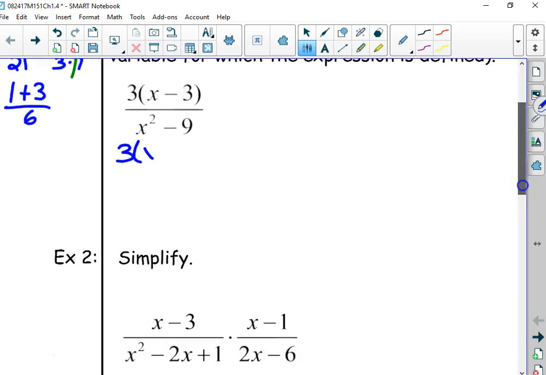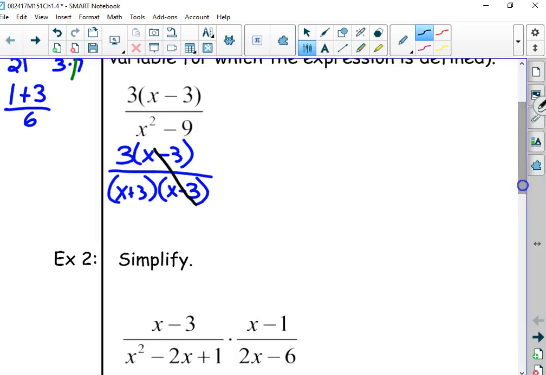So let's factor the numerator, and let's factor the denominator. Okay, that allows us to reduce through that x minus 3. Our final answer is going to be 3 over x plus 3.